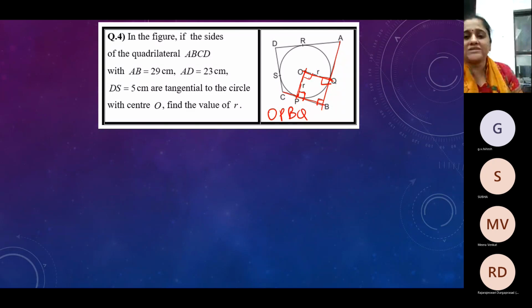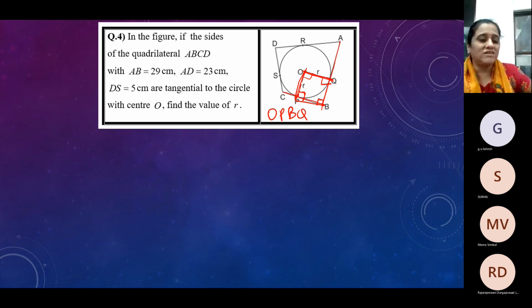As Shreyas rightly said, the adjacent sides OP and OQ are equal because they are radii of the circle. Or you can also say BP is equal to BQ. Adjacent sides BP and BQ are equal. Why? Tangents from the same external point B to the circle are equal. You can mention anything. So in a rectangle, when one pair of adjacent sides is equal, it's a square. Therefore, OPBQ is a square.